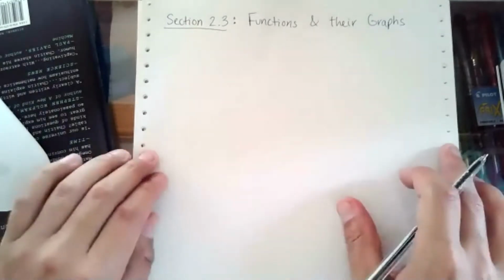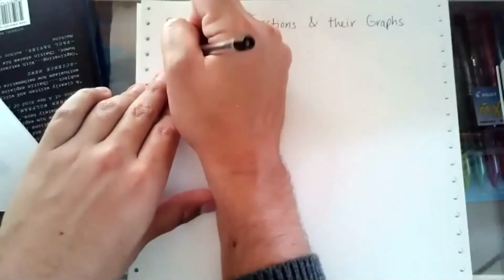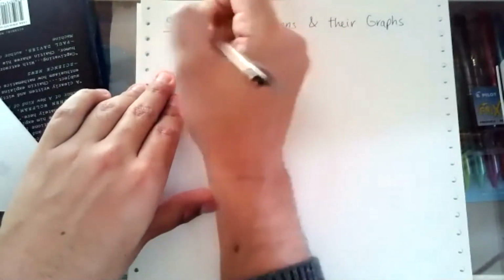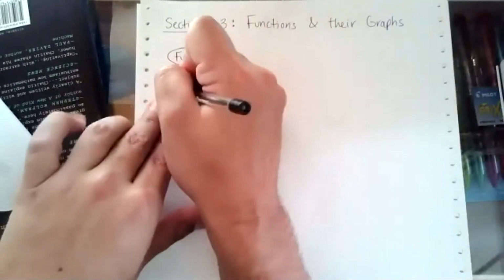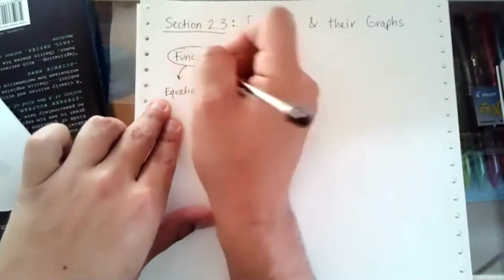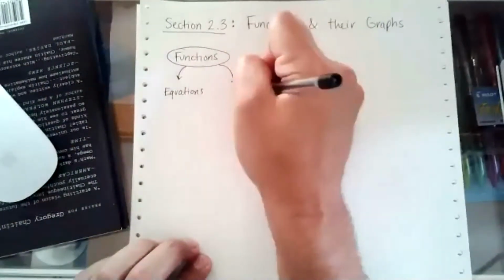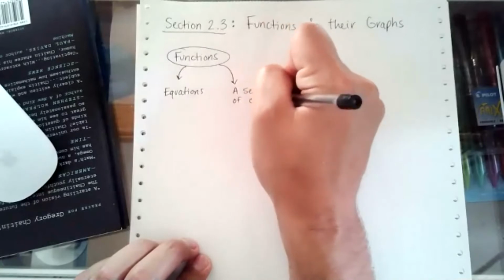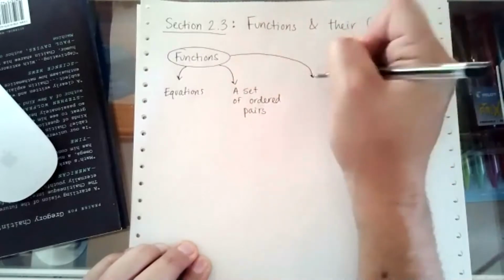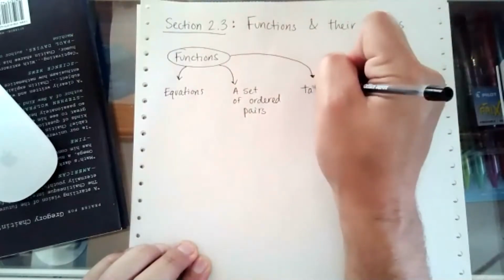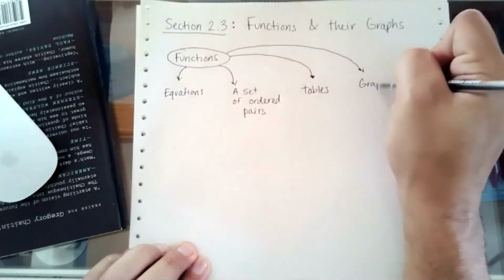Basically, we learned some terminology about functions. Functions are really this broad category of things that can be represented as equations. They can be represented as a set of ordered pairs. They can be tables. Or they can be graphs.